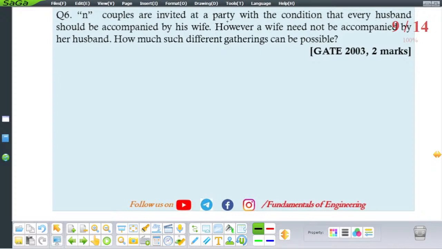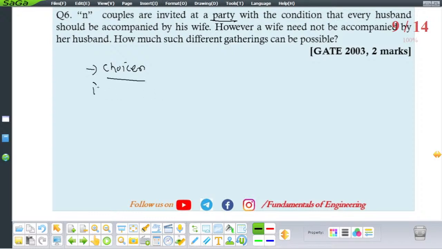So young couples are invited to a party. First condition: every husband must be accompanied by his wife. So if the husband is going, the wife should go with him. Second condition: a wife need not be accompanied by her husband. So if the wife is going, there is no condition that the husband must go. Based on these choices we have to find the answer.